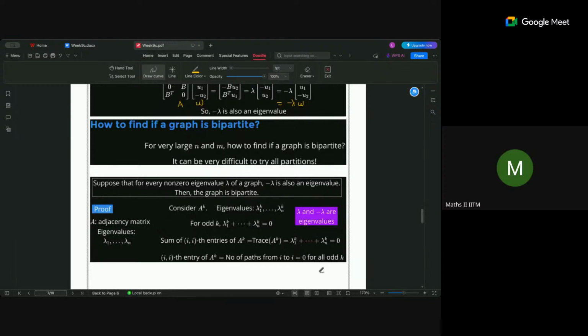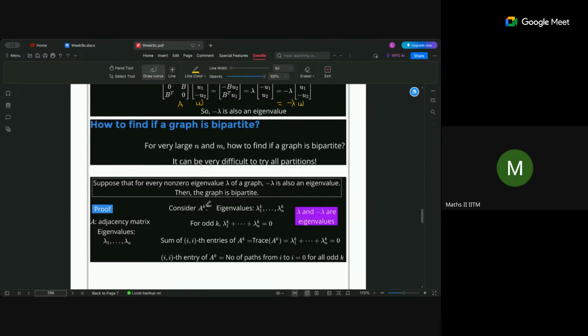Fine. Now, how do we find if a graph is bipartite? This is the property we are going to use to check whether a given graph is bipartite. If for any non-zero eigenvalue lambda, minus lambda is also an eigenvalue, then the graph is bipartite. What is the proof of this? Let us say lambda and minus lambda are eigenvalues. With this assumption, consider A power k. If all the diagonal entries of A power k are 0 for k odd, you know that the graph is bipartite. So we are going to use that.